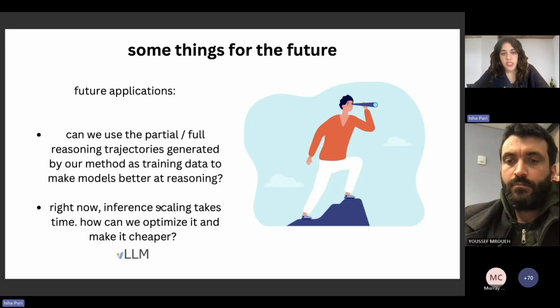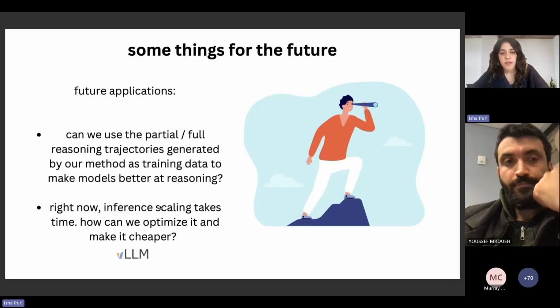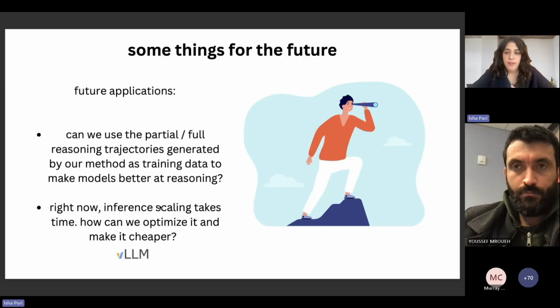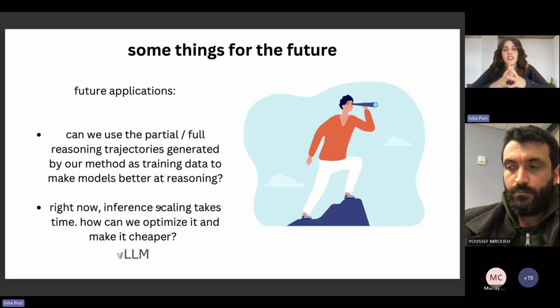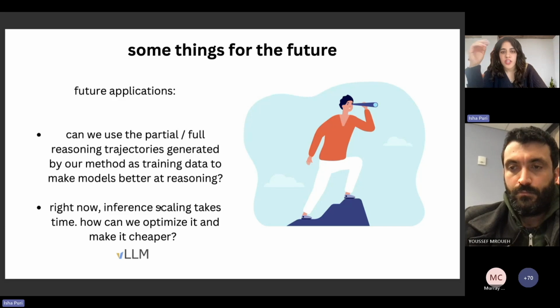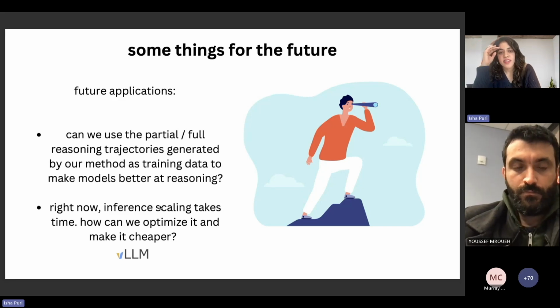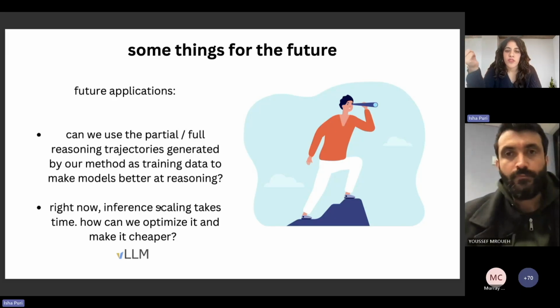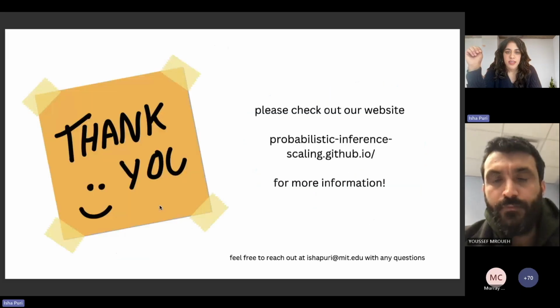And then from more of a logistical and systems perspective, right now inference scaling takes time because you do need to query a model, let's say 128 times, 64 times. So the folks at vLLM and a lot of other open source providers are doing a lot of great work to optimize it and make that process cheaper. But yeah, I think the field of inference scaling is really crucial, both in and of itself to scale small models, but also as a springboard for a variety of other applications. And I think this method is a cool, very simple and elegant way to really take the most advantage of small open source models. And yeah, thank you everyone for listening.